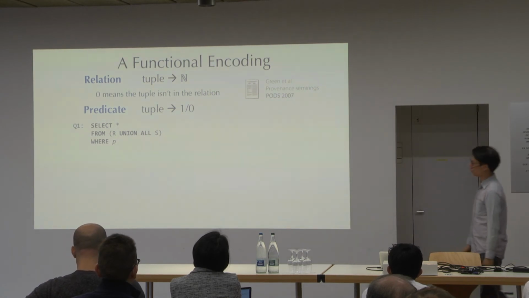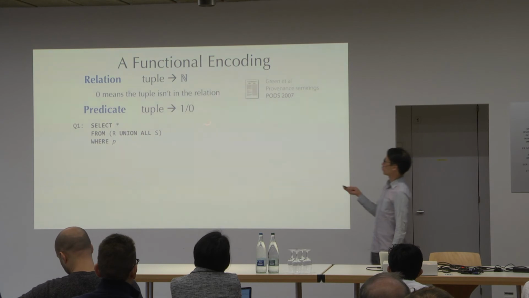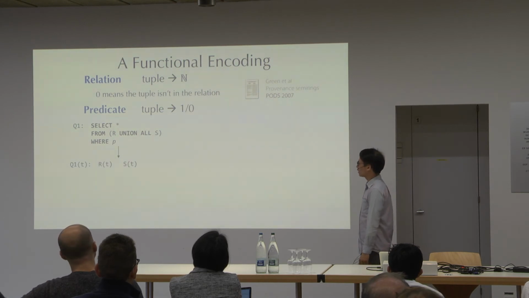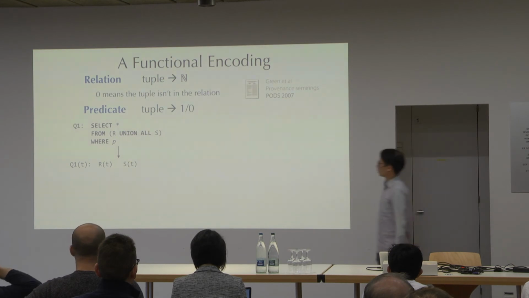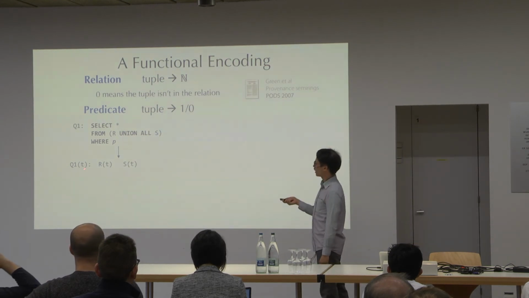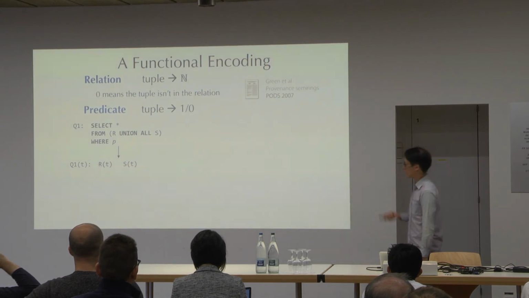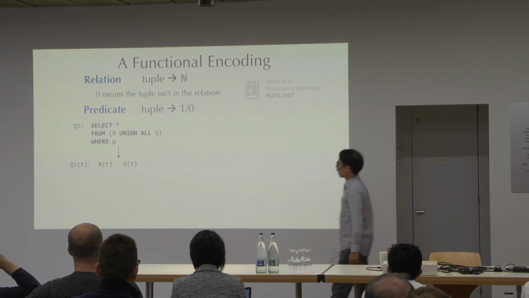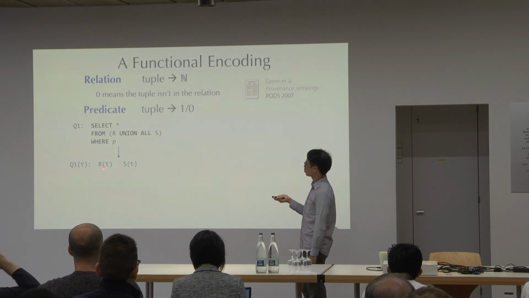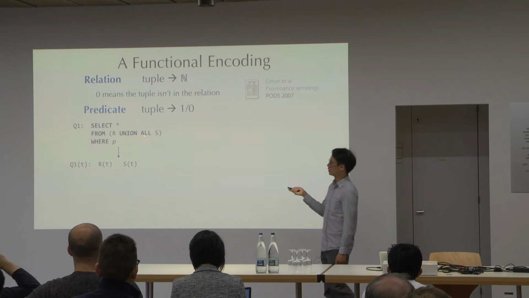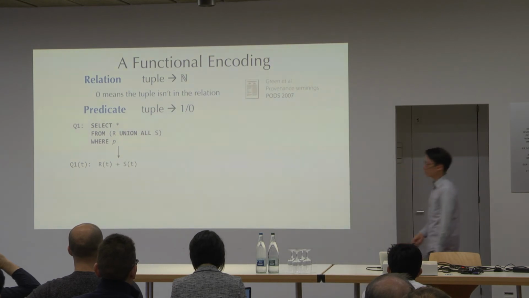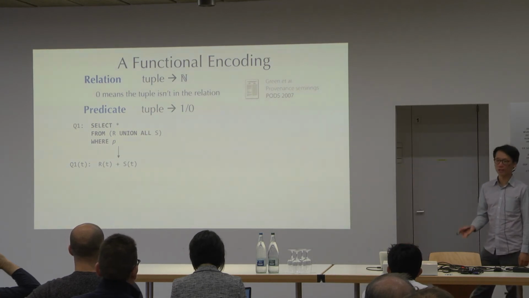So this is again the union query, right? In this case, what happens if we use this kind of encoding is that all of a sudden it becomes a bunch of algebraic expressions. So for instance, I try to find out the number of times that a given tuple T shows up in the output of this query here. I first find out how many times that tuple shows up in the base relations, R and S, and then since I'm unioning the two relations, that translates into addition over integers.